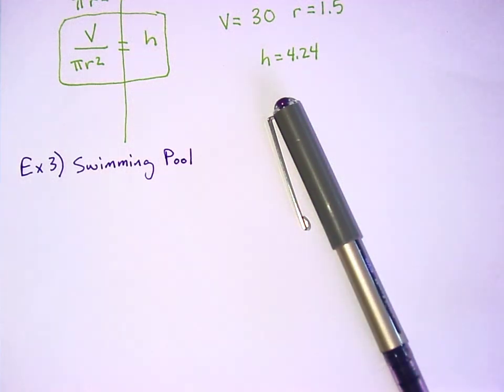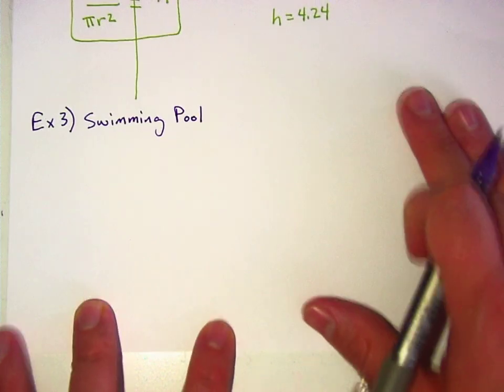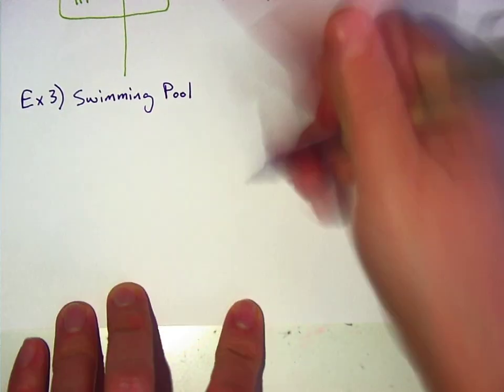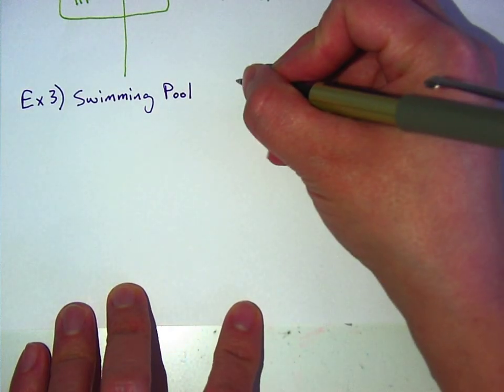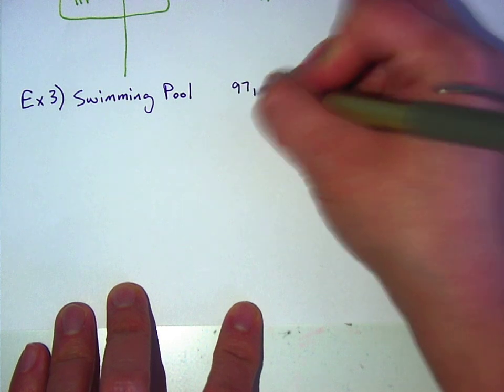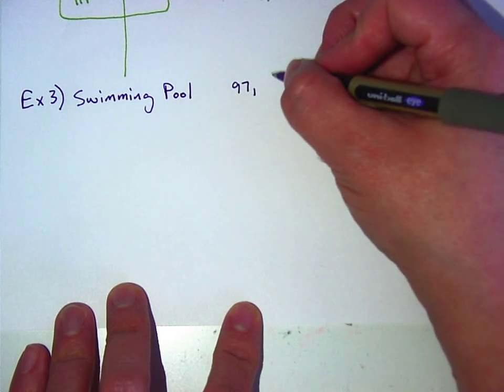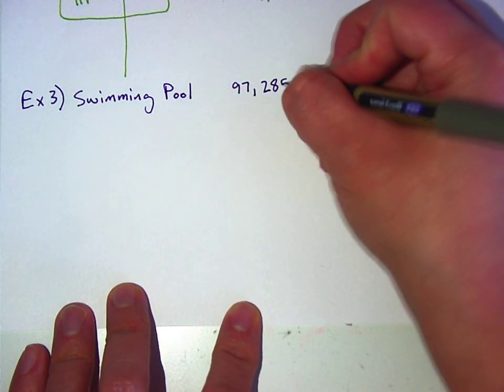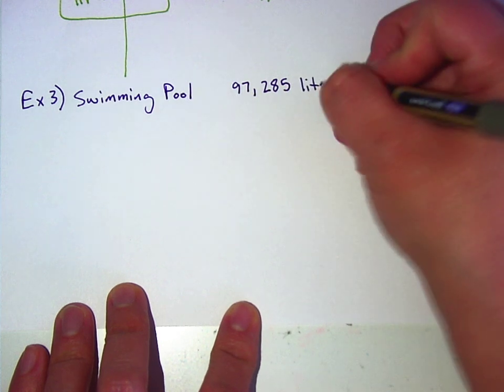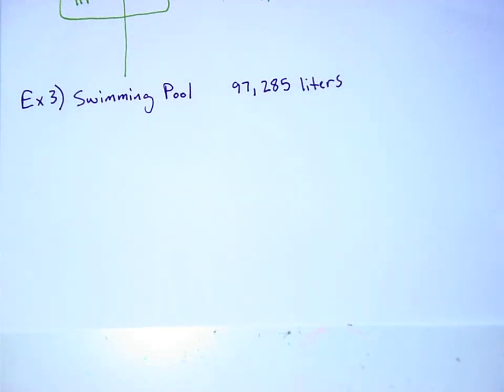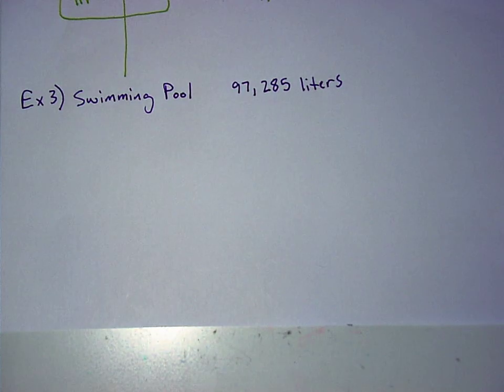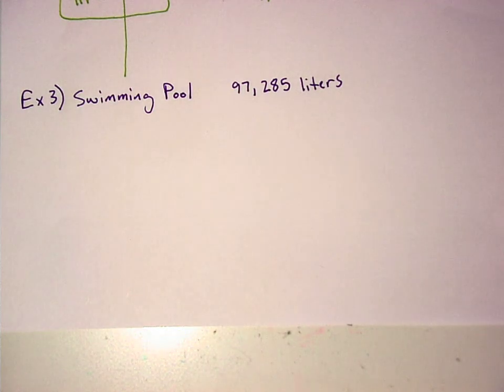Okay, so I want you to imagine that somebody has a swimming pool, and the person who's selling this swimming pool says that there are 97,285 liters for this pool. That's how much can go into this pool. All right, can somebody tell me what a liter is?